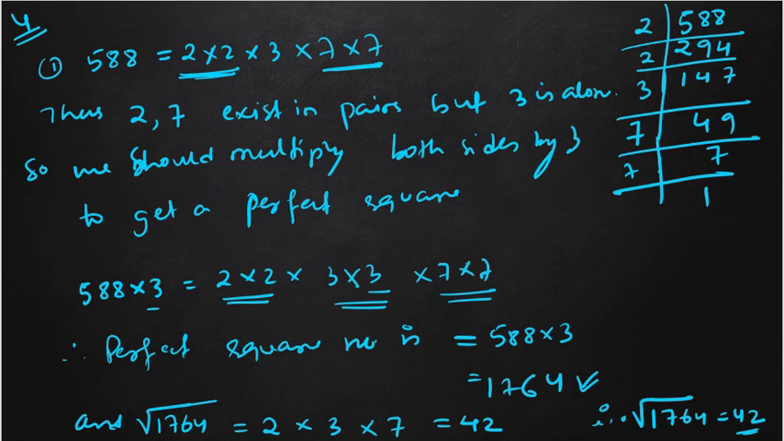And in the second part of question number 4, it is written that also find the square root of the resulting number. So our resulting number is 1764. We need to find the square root of that resulting number. So the square root of 1764 will be 2 into 3 into 7. How? Out of the pair of 2, we have to choose 1. From the pair of 3, we have to choose 1. And from the pair of 7, we have to choose only 1. So 2, 3, 7, if you multiply, this is 42. That means the square root of 1764 is 42.